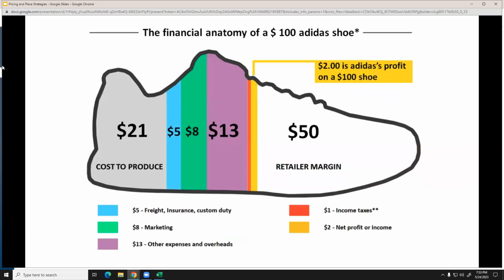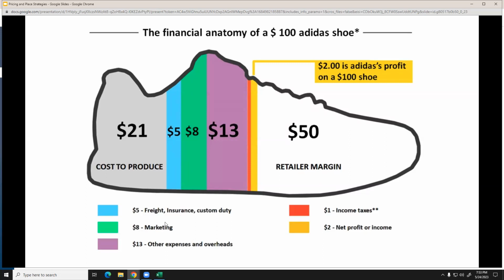I want to look at the cost of an athletic shoe, of a Nike, of an Adidas in this case. Cost of goods sold is $21. That's the unit price and the labor, and that's what it costs to make it, and the cost of materials. You add another cost, and that's freight, insurance, customs, because you're going to export it.